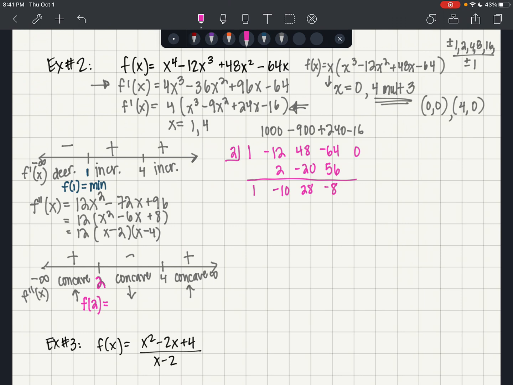I'm sure you already know. Is that negative 8? Yeah, negative 16. So when I put a 2 into the function, I get negative 16 out. So f of 2 is negative 16.